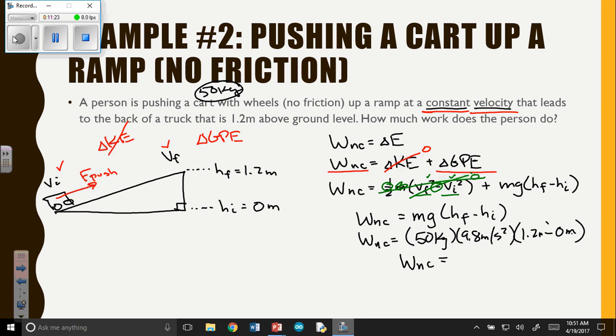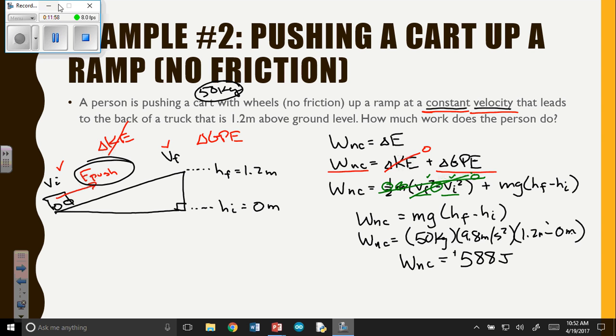And we get the work of the non-conservative force. That's the man's pushing force. This person's pushing force is going to be 588 joules. And this one's positive. So why is it positive? Well, the cart has more gravitational potential energy than when it started. Where did that energy come from? That came from the man's pushing force doing the work. It did 588 joules worth of work to change that thing's gravitational potential energy.